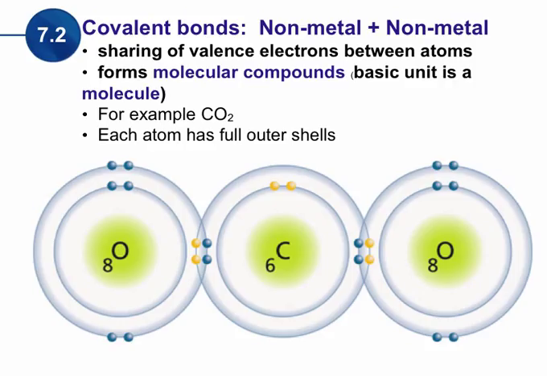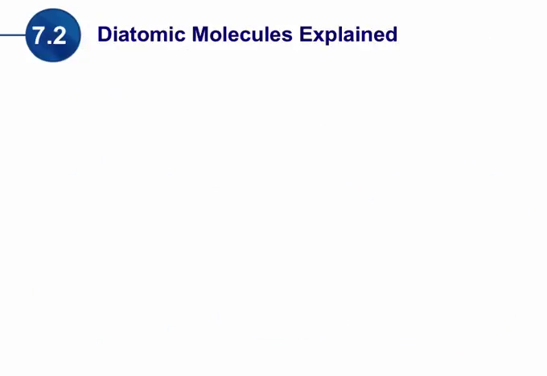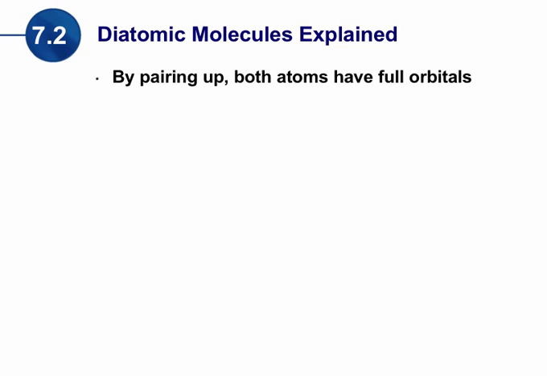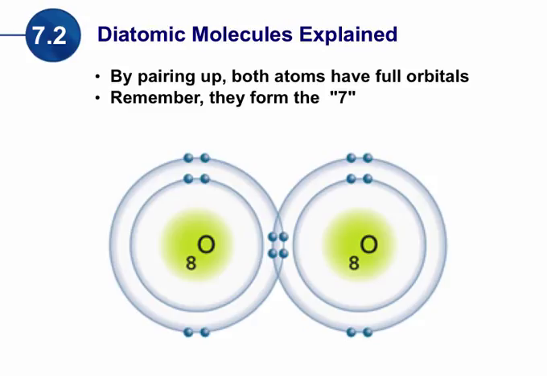And this is what forms a stable covalent bond. Now, this allows us to explain our diatomic molecules. If you remember, diatomic molecules we talked about earlier on, these diatomic molecules actually pair up and have full orbitals. They are those magic 7 on the periodic table. So remember on your periodic table, those magic 7, but they're actually forming a pair with themselves.